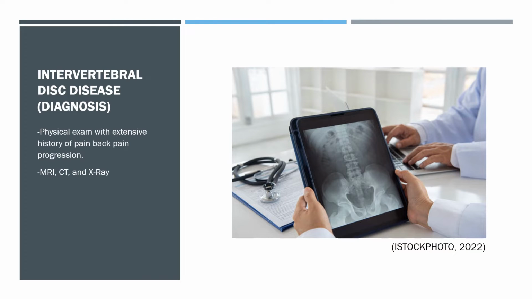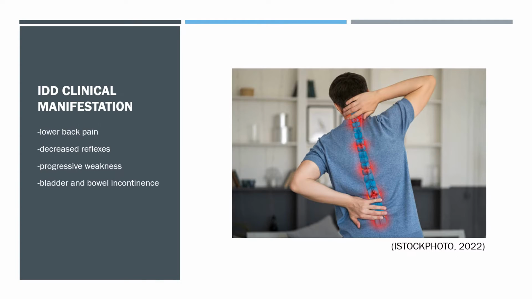First one we're going to go over is intervertebral disc disease. This is diagnosed through MRI, CT, and X-ray, along with a physical exam that's very extensive and focused on back pain or the region of the pain. Next, we're going to go over clinical manifestations: lower back pain, decreased reflexes, progressive weakness, and bladder and bowel incontinence for IDD.